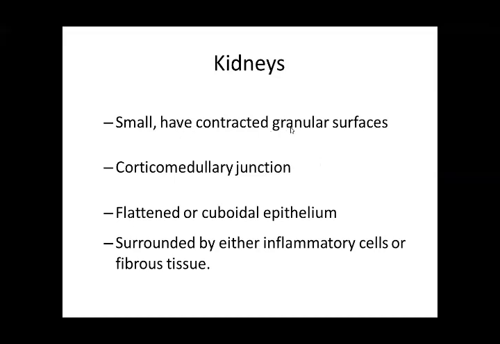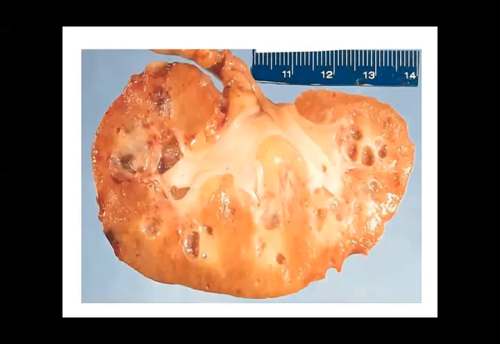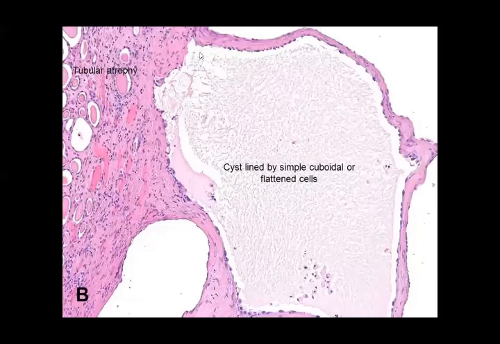Small contracted granular surface. Until now, we have been studying large kidneys, but these kidneys are small, and the corticomedullary junction is involved. Cuboidal or flattened epithelium may be there, surrounded by either inflammatory cells or fibrous tissue. So it is basically the corticomedullary junction that gets involved, and then you can see fibrosis there. This is the micrograph. This is how it looks.